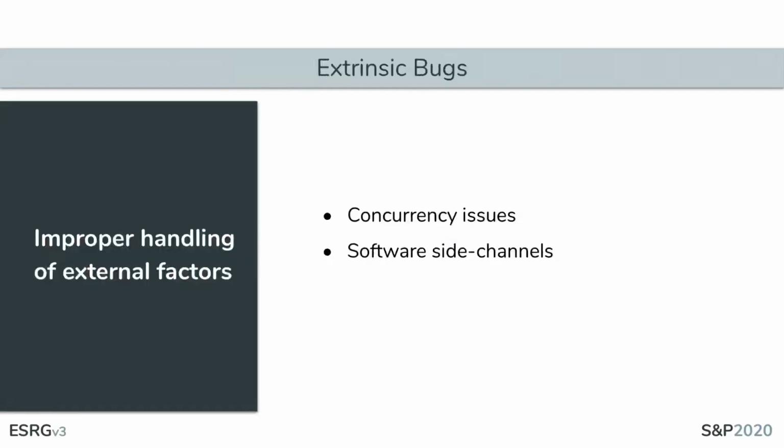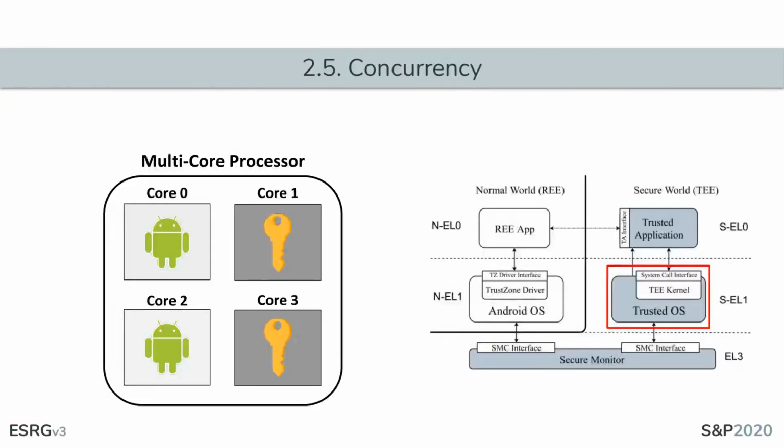Now, let's take a look at an example of extrinsic bugs. Extrinsic bugs are bugs that are caused by the improper handling of external factors. We have as an example a concurrency issue which appeared in the OP-TEE trusted OS, which failed to correctly handle the simultaneous execution of two trusted applications accessing the file system.